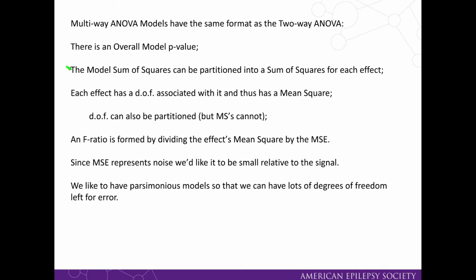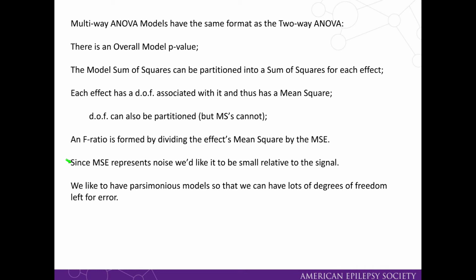I mean, you can imagine in the previous study, you could have a whole lot more observations than the 12 we had. You could have treatment, you could have gender, you could have race, you could have age group. And all of those could go into a model, and each effect has a degrees of freedom associated with it, and thus a mean square. And the degrees of freedom can also be partitioned. Like again, mean squares cannot be partitioned, but the degrees of freedom can. And an F ratio is formed by dividing the effect's mean square by the mean square error. Now, there are more complicated models where there will be different denominators, but that's beyond the scope of this lecture today.